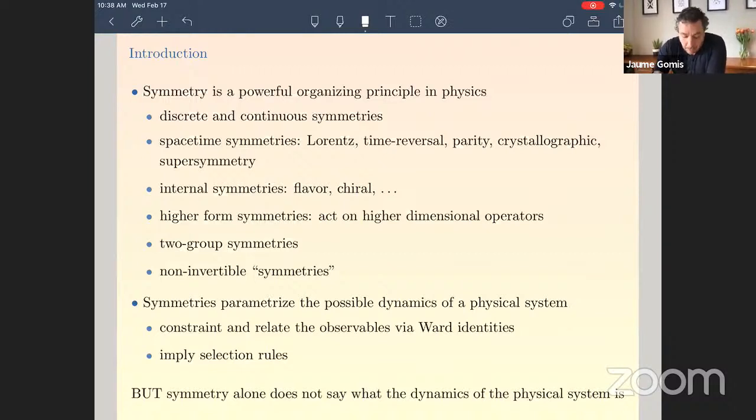Okay. So what are symmetries good for? They're extremely powerful because essentially what they allow us to do is to parameterize the possible dynamics of a physical system. They constrain unrelated observables and imply selection rules. So by using symmetry, you can parameterize the most general answer that your system can have, which is wonderful, and it's huge progress already. But symmetry alone does not say anything about the dynamics of the system, unless you have an integrable system, in which symmetries alone overdetermine the dynamics and fix the dynamics completely. But more broadly, symmetry does not really tell you anything about the actual dynamics.